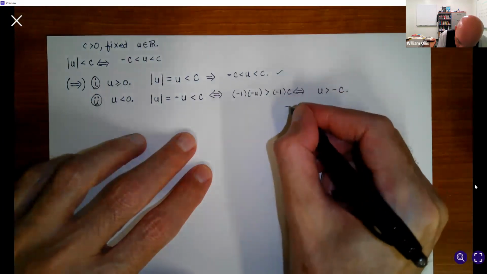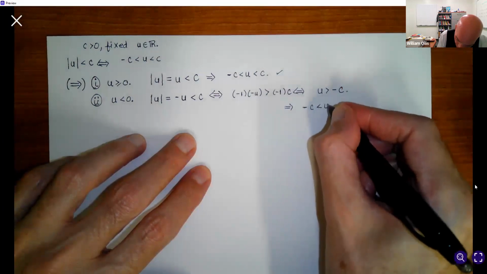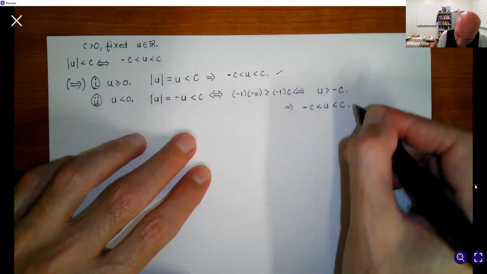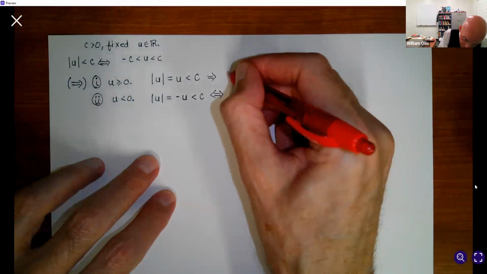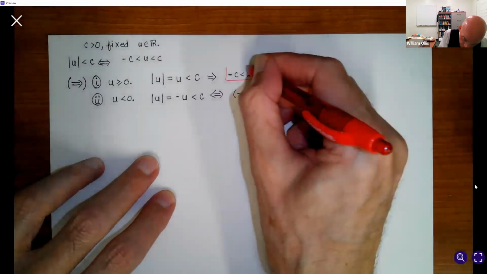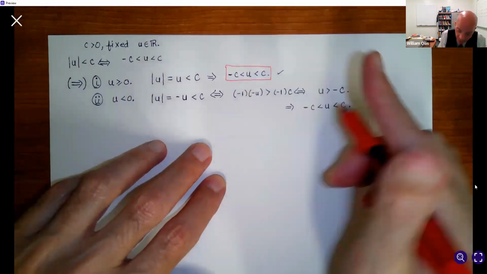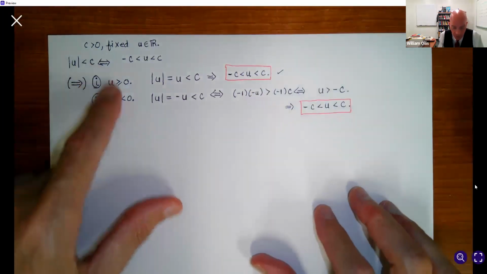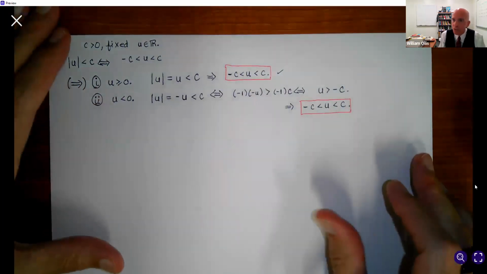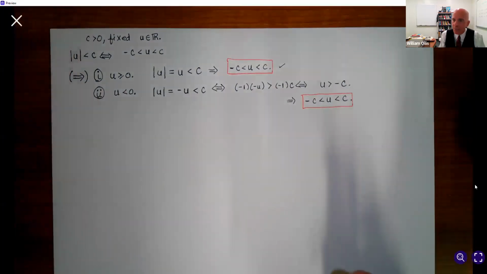So now, not only is U greater than the additive inverse of C, it would certainly have to be less than C, which is positive, since it is negative. So what you're seeing here is that by assuming that the absolute value of U is less than C, we get U between the additive inverse of C and C in both cases. So that's how you would show that the direction that we've noted here is valid, just by using the definition of absolute value.